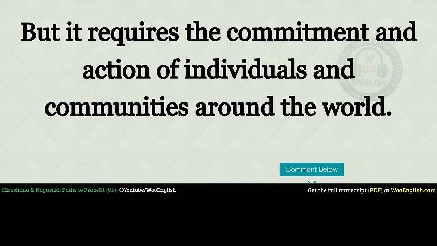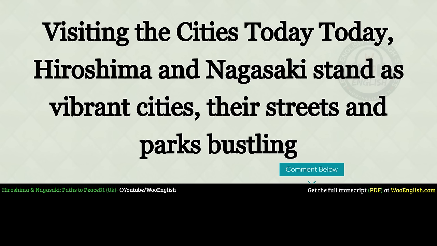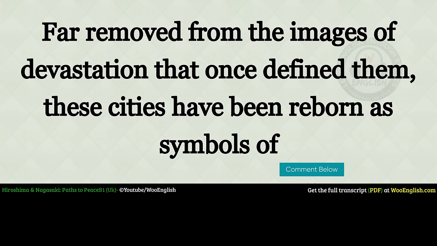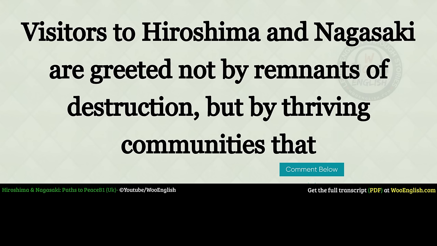Chapter 16. Visiting the cities today. Today, Hiroshima and Nagasaki stand as vibrant cities, their streets and parks bustling with life. Far removed from the images of devastation that once defined them, these cities have been reborn as symbols of resilience and peace. Visitors to Hiroshima and Nagasaki are greeted not by remnants of destruction, but by thriving communities that have woven the lessons of their past into the very fabric of their present.